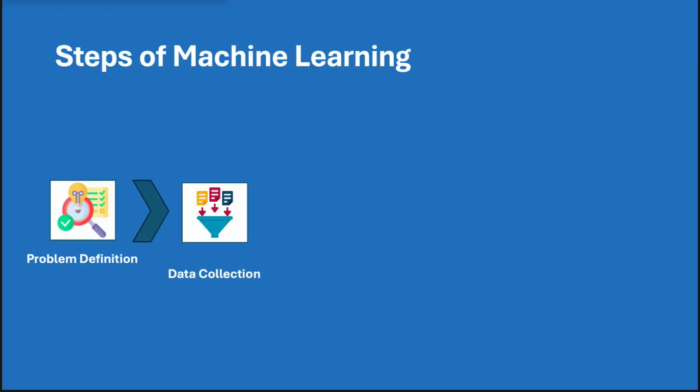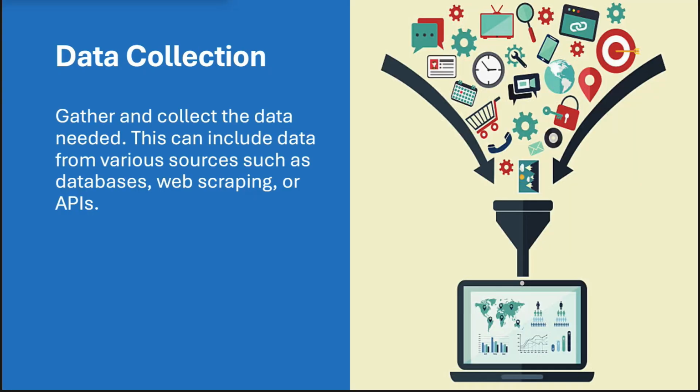The second step is data collection. This step involves gathering the necessary data that will be used to train and evaluate the machine learning model. The quality and quantity of the data collected directly impact the performance of the model, making this a crucial step.